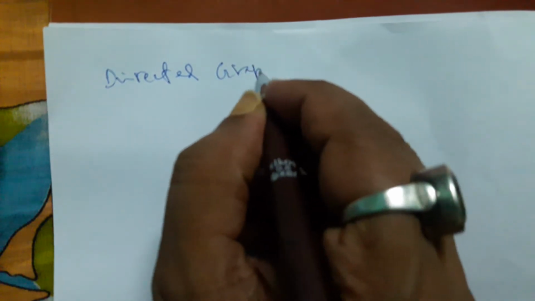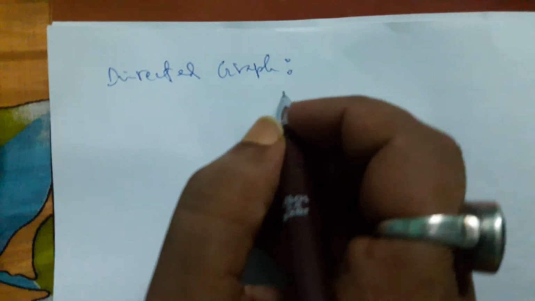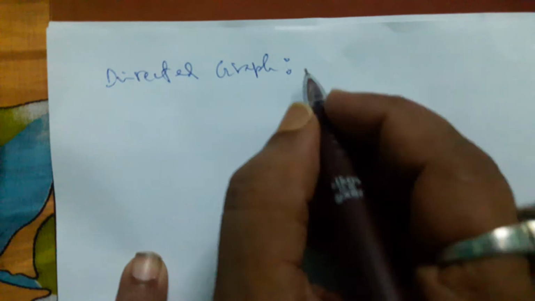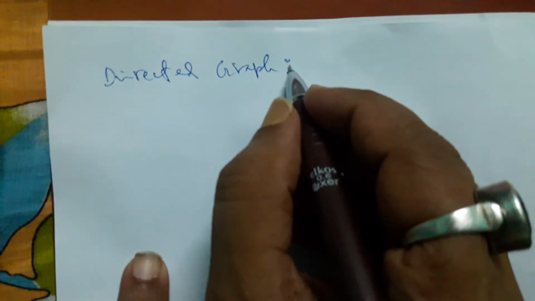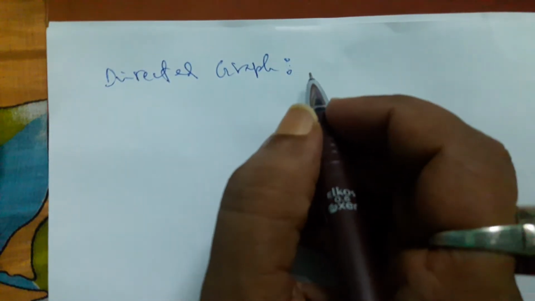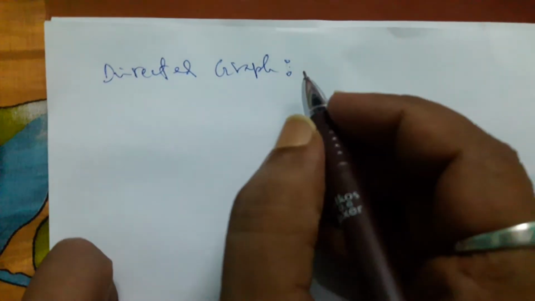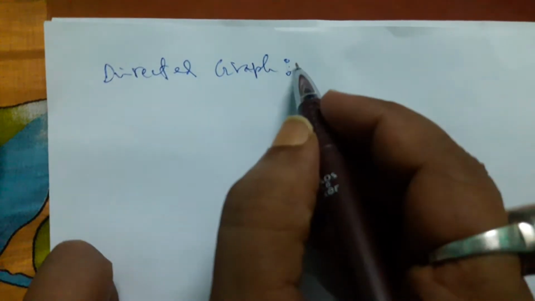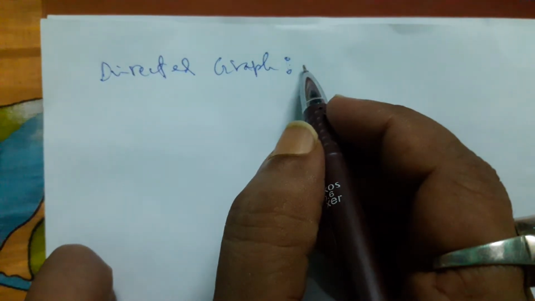Now we discuss directed graph, or briefly, a digraph. In the earlier situations we only considered graphs which have no direction, that is, undirected graphs. But now here we study the directed graph.